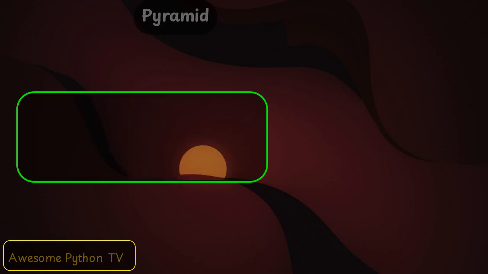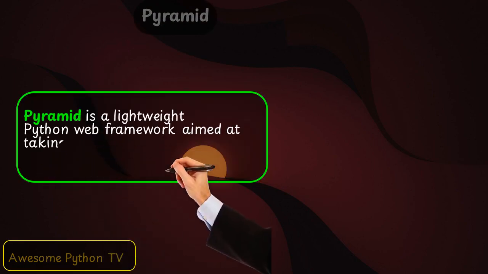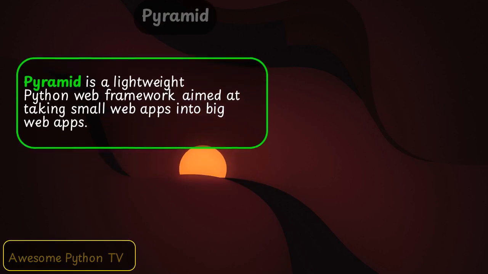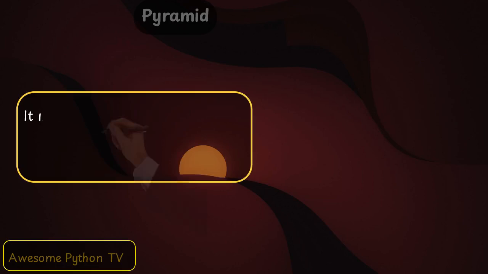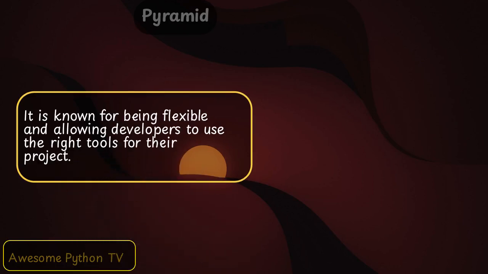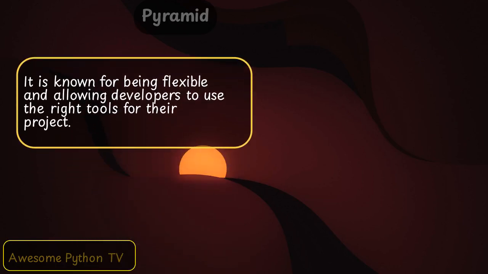Pyramid. Pyramid is a lightweight Python web framework aimed at taking small web apps into big web apps. It is known for being flexible and allowing developers to use the right tools for their project.